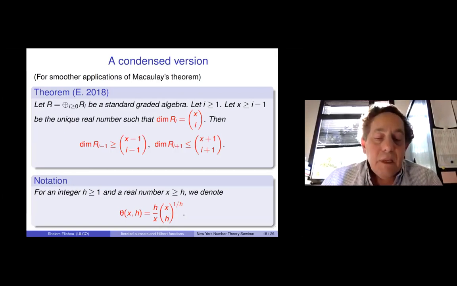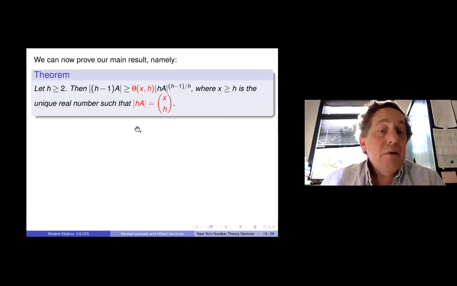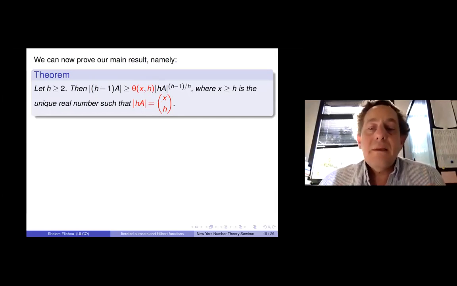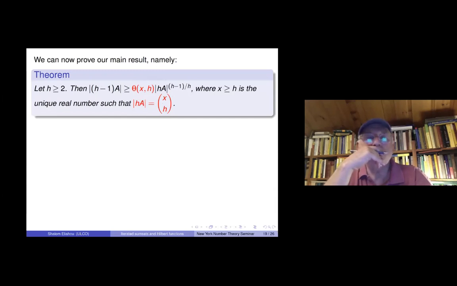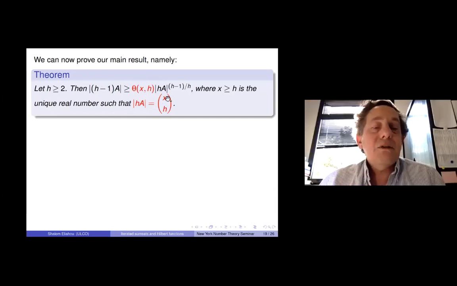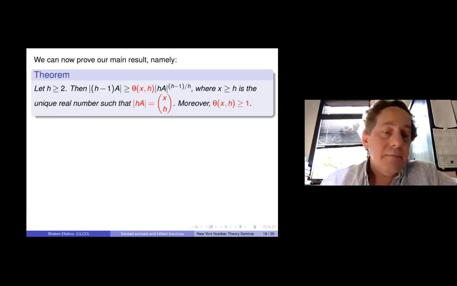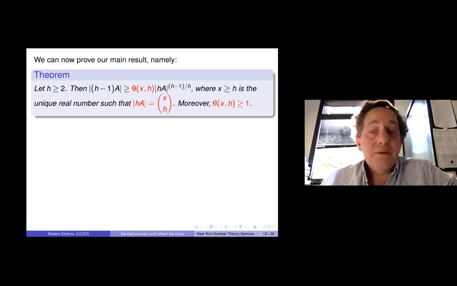And now we can prove the theorem in the next slide. And the theorem was, so this was what was announced with this factor, but now we know what is x. Now x is the unique real number, at least h, such that you can represent |hA| as a binomial coefficient of x and h. And so now we know what is x, and we know what is theta. It was defined in the previous slide. And moreover, this thing is at least one.